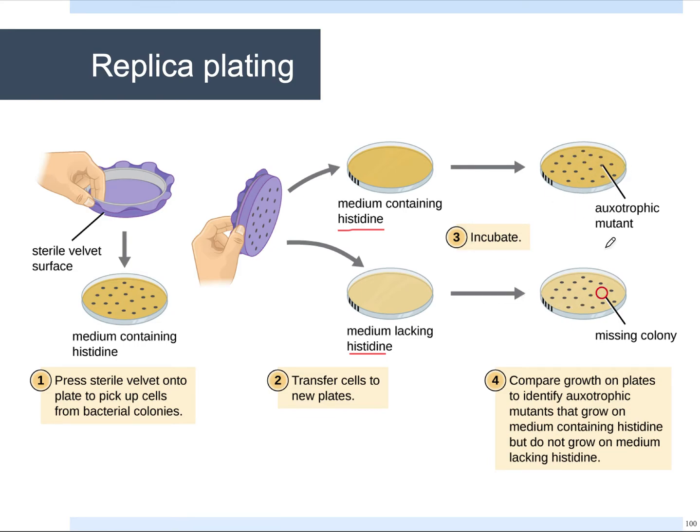In this instance, you have a histidine containing medium where you see bacteria grow here, but in the medium that has no histidine, there's no bacteria here. So what that means is that this bacteria doesn't have the ability to synthesize its own histidine, and so it only grows in the presence of histidine, where the histidine is already available, and then it's able to pick it up and use it.